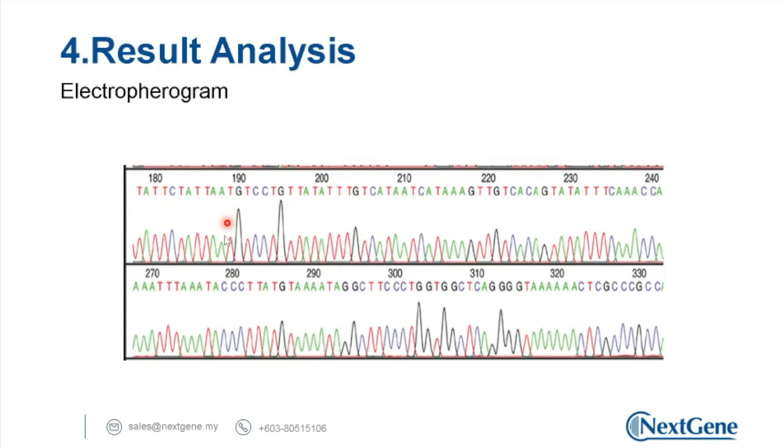As a result, we will produce an electrophoregram. So number 180, we have a T. 181, we have T. 182, we have a C, so on and so forth.